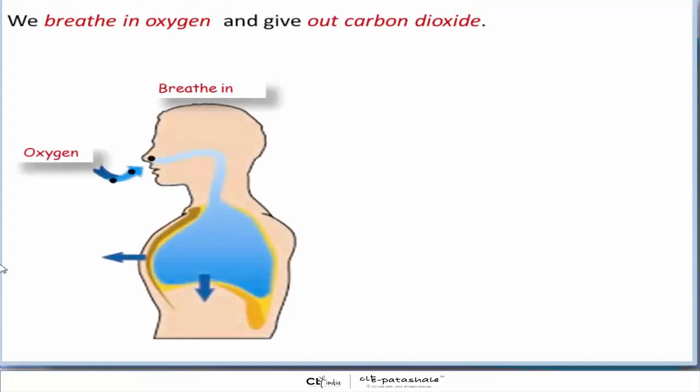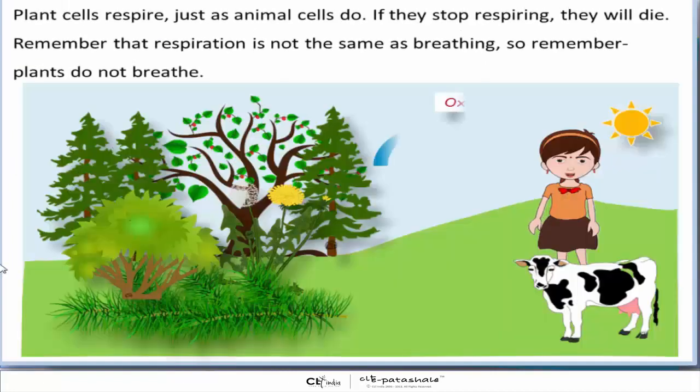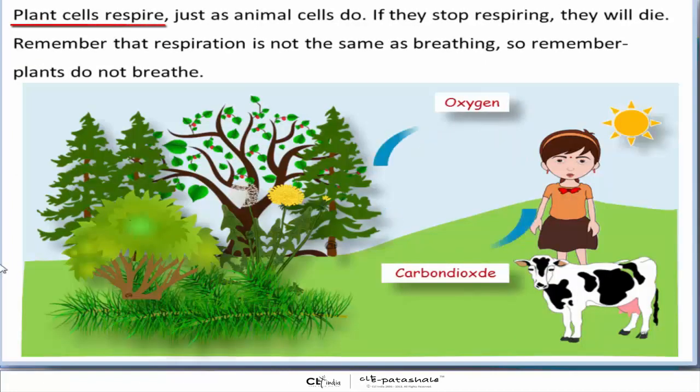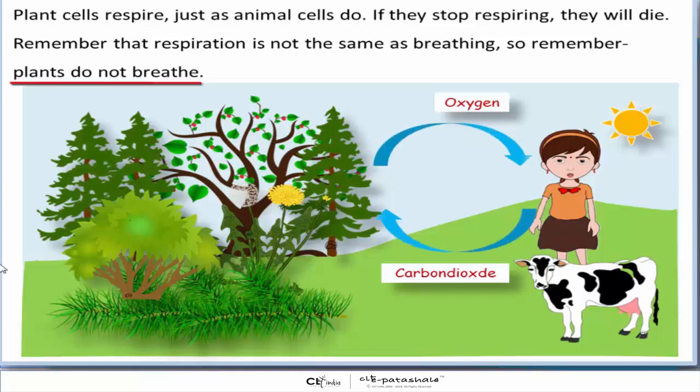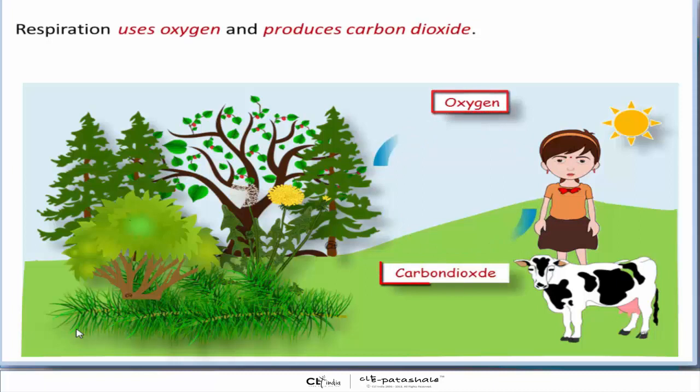Now we breathe in oxygen and give out carbon dioxide. Plant cells respire just as animal cells do. If they stop respiring, they will die. Remember that respiration is not the same as breathing. So remember that plants do not breathe. Respiration uses oxygen and produces carbon dioxide.